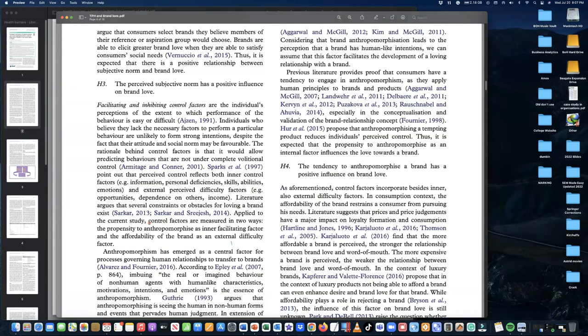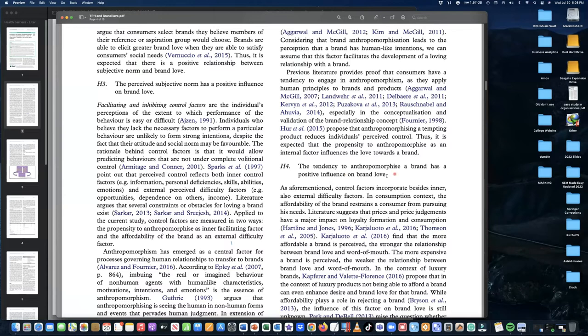Facilitating conditions, about whether you can buy, affordability is one, and anthropomorphism. That means that you treat the brand like a human being. I don't want to go into detail. The tendency to anthropomorphize a brand has to be positive. Like how people say they love their car and they worship their car. They'll even defend the car. If you hear someone talking about Mercedes Benz, you come and defend it right now, even if he doesn't know what you are talking about.